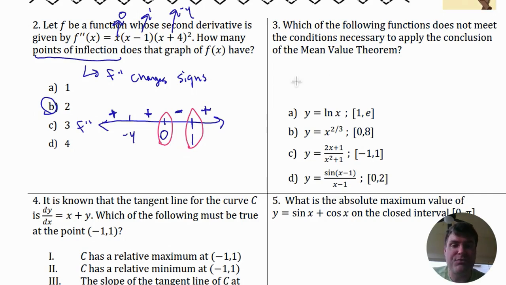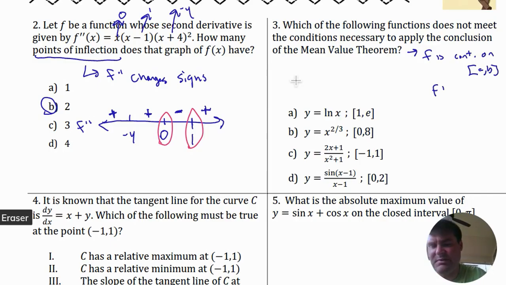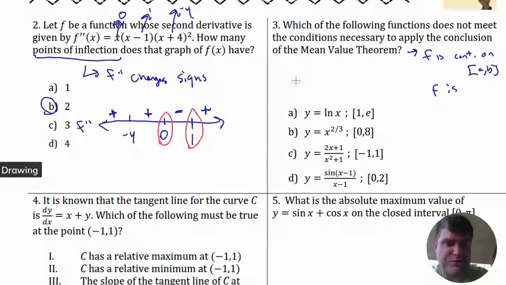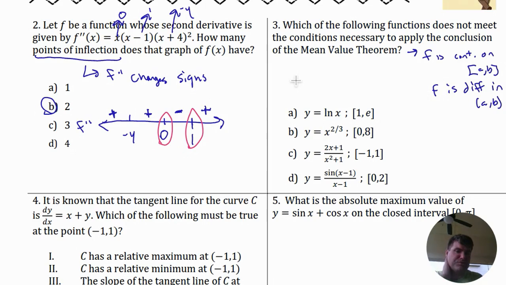For the next one, number 3, which of the following functions does not meet the conditions applied for MVT? Well, what that means is that f is continuous on the interval, and f prime is continuous too. I won't talk about f prime though. Let's just do f, stick with f. F is differentiable inside the interval. We don't care about what's happening on the endpoints of the interval for differentiability, so I think that's maybe where we're going to get tripped up here.